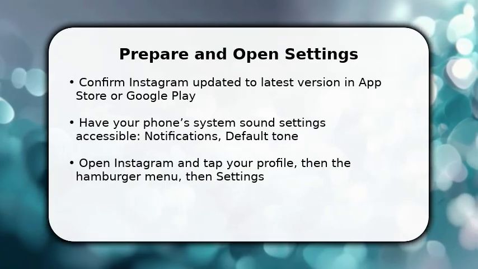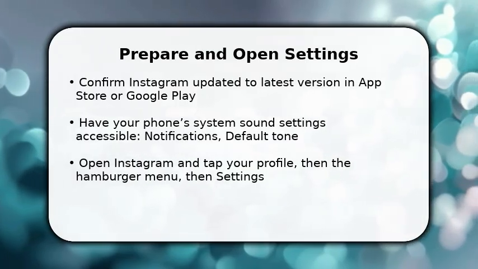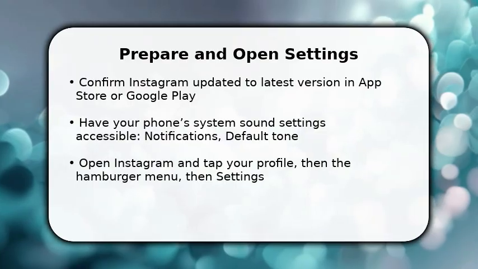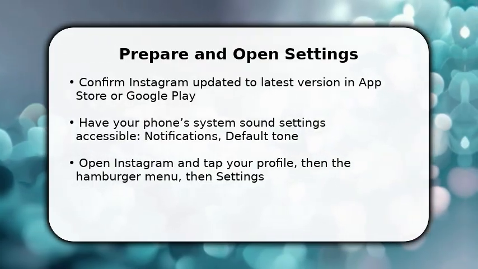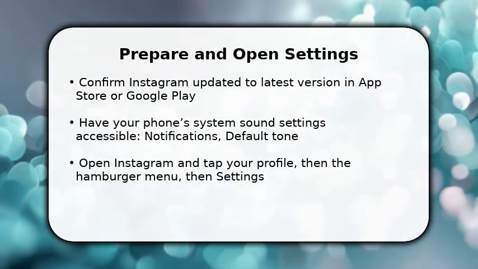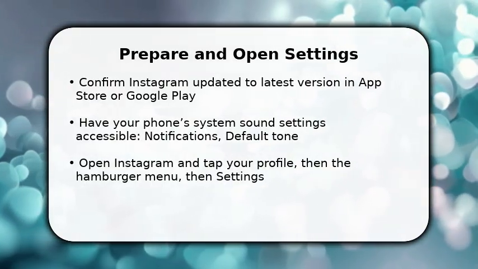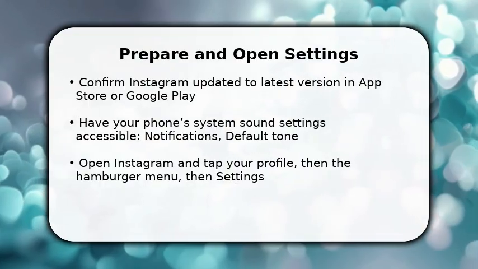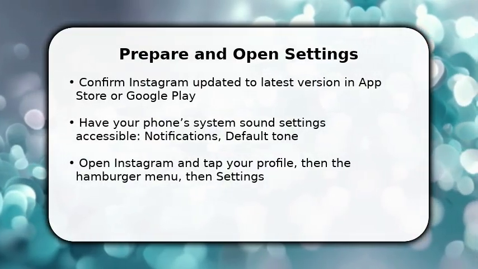You start by confirming the app and phone are ready. Outdated versions block options. Once updated, open Instagram, go to your profile, tap the three-line menu and choose Settings. Make sure your phone's sound and notification permissions for Instagram are enabled in System Settings. This lets the app change notification behavior.